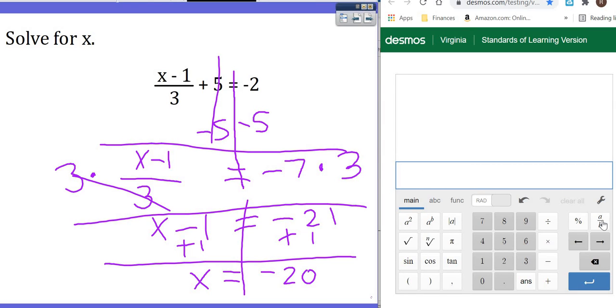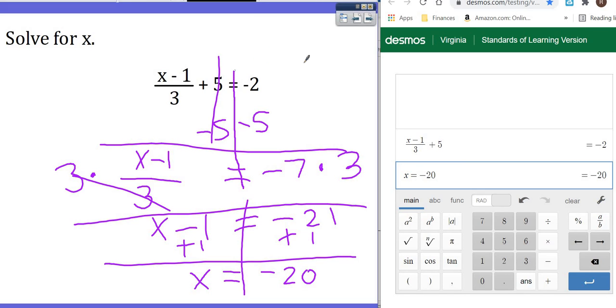Again, these are equations. You always want to check them. So start with this button here, a divided by b. You're going to put x minus 1 on the top. You're going to put a 3 on the bottom. Then you're going to add 5. And you're going to go to your next line, and we're going to put in our solution, x equals negative 20. And we got negative 2, just like we have in the original problem. So we were able to verify our answer, and that was correct.